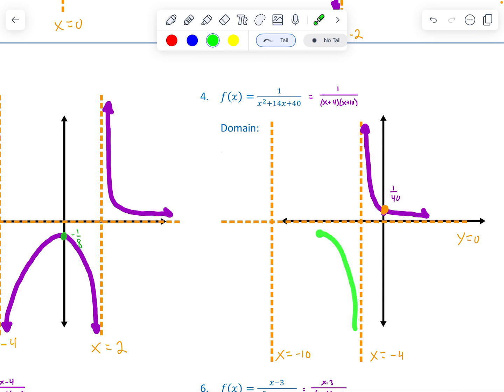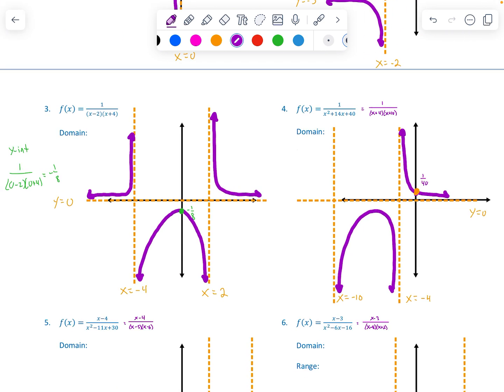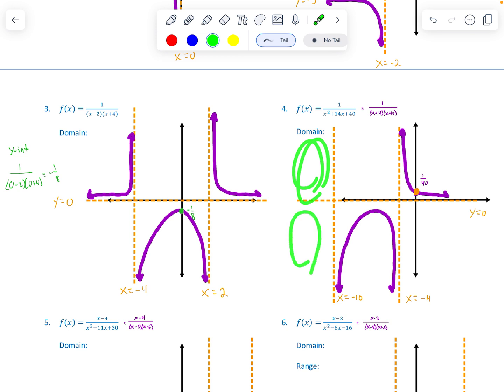And since it can't cross the x-axis, it's got to turn around somewhere and then look like that. And so this piece looks something like this. Again, we don't know exactly how high or low that goes. I got to go back to number 3 and tell you the domain, but we'll do that in a second. And then we got to do the same thing over here. Is it here or is it here?